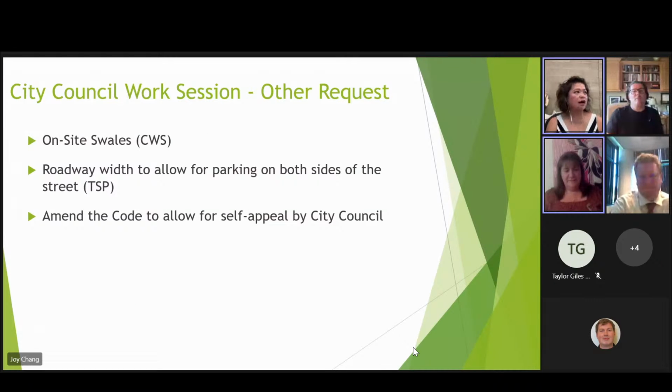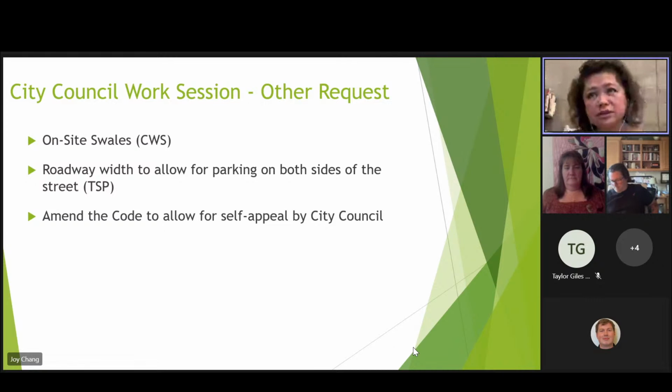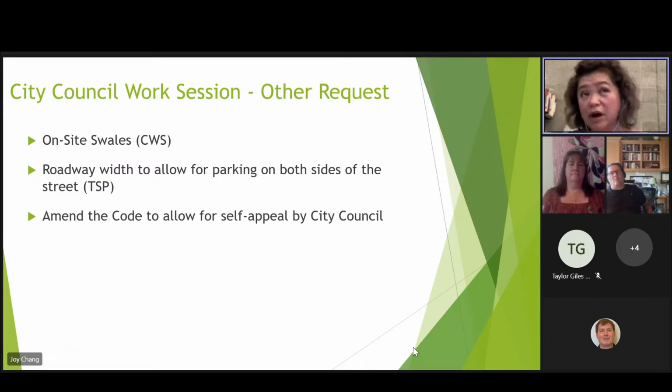Other requests by city council: on-site swales, right-of-way width to allow for parking on both sides of the street, and amending the code to allow for self-appeal to city council. All these requests are currently being discussed internally and with some agency partners, basically with other avenues, and are not within the purview of the Planning Commission, but I wanted to bring them up so that you know that these are other things for staff to consider.